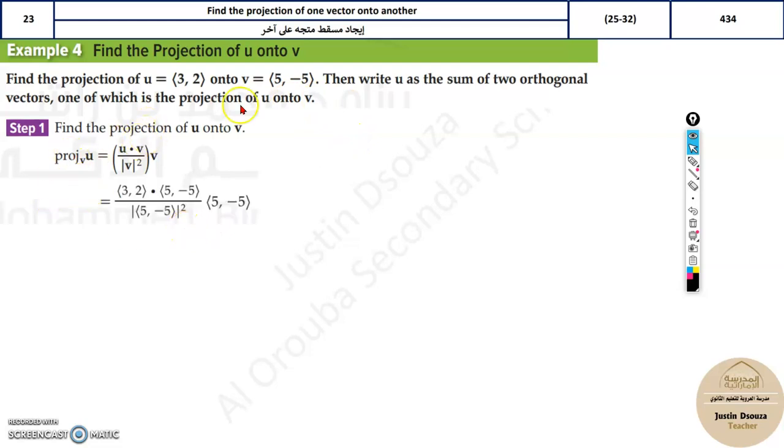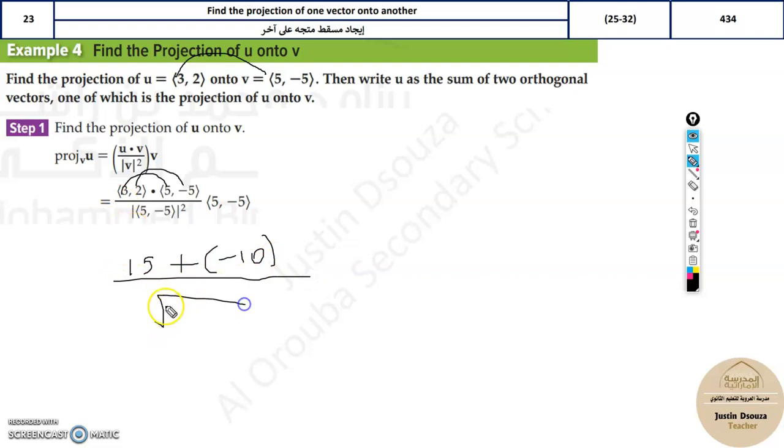Now here the vectors are given. So the dot product of these two vectors would be 3 times 5, that would be 15, plus 2 times negative 5, that would be minus 10. And the magnitude over here is the square root of 5 squared, 25, plus negative 5 squared, also 25, the whole power 2, and then you're multiplying it with 5 and negative 5.